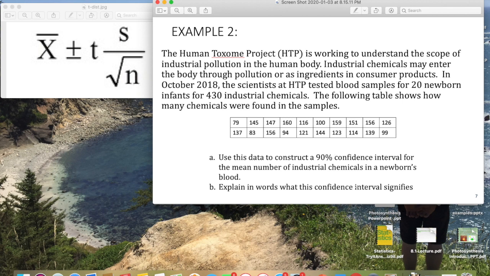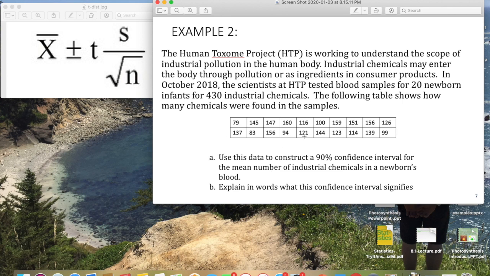Example 2 says HCP is working to understand the scope of industrial pollution in the human body. Industrial chemicals may enter the body through pollution or as ingredients in consumer products. In October 2018, the scientists at HTP tested blood samples for 20 newborn infants for 430 industrial chemicals. The following table shows how many chemicals were found in those samples. And so here's our data, and the problem is asking us to construct a 90% confidence interval for the mean number of industrial chemicals in a newborn's blood.